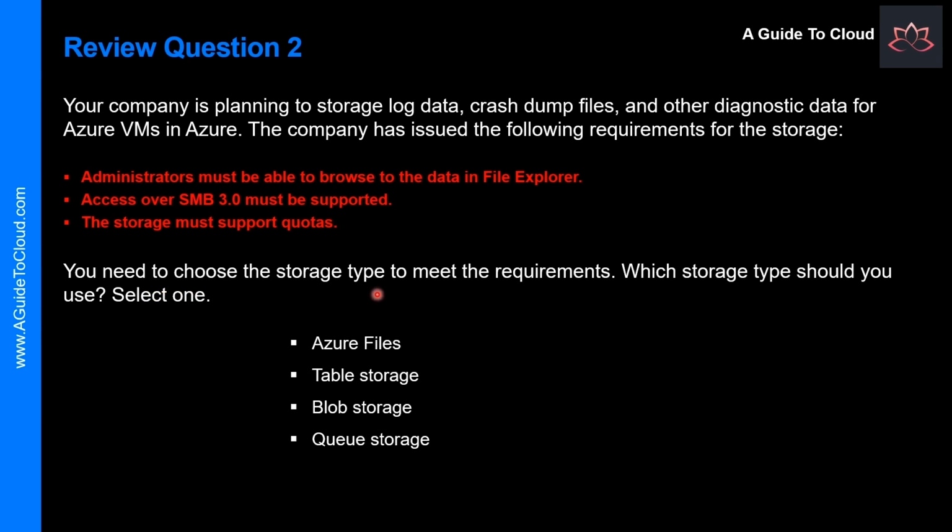You need to choose the storage type to meet the requirements. Which storage type should you use? You just need to choose one. So it's not queues, blob, or table. There is only one storage service in Azure which supports SMB 3.0 and the other requirements mentioned here. So the correct answer is Azure Files. Azure Files supports SMB 3.0, is reachable via File Explorer, and supports quotas.